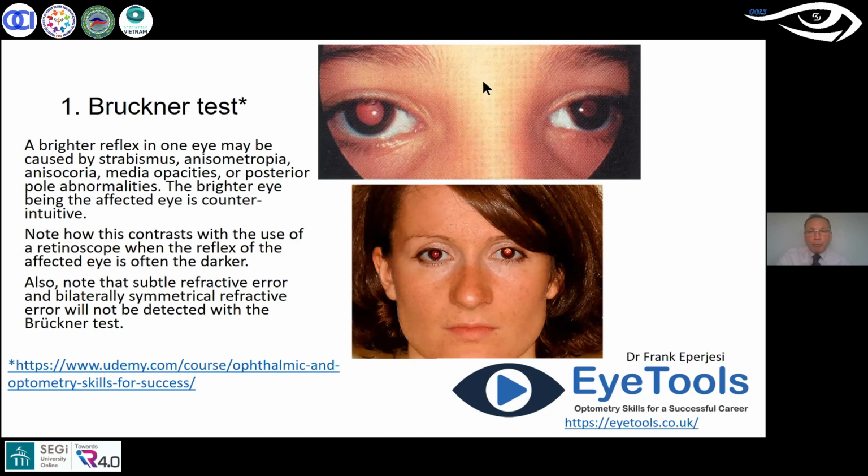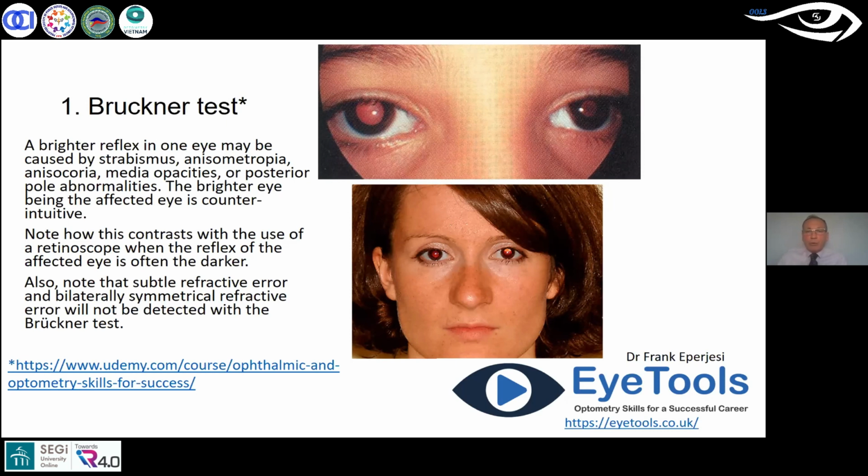Now we can see in the top image that this person does not have equally bright pupil reflexes. The light reflex on the right eye is much brighter than the reflex on the left eye. That's because this person has a pupil anomaly. The pupil in the right eye is dilated compared to the pupil in the left eye. You might be able to see that type of pupil anomaly without carrying out this test, but it certainly makes it more obvious.